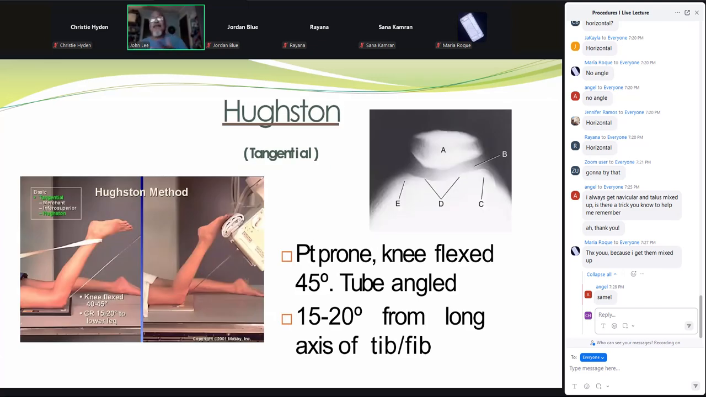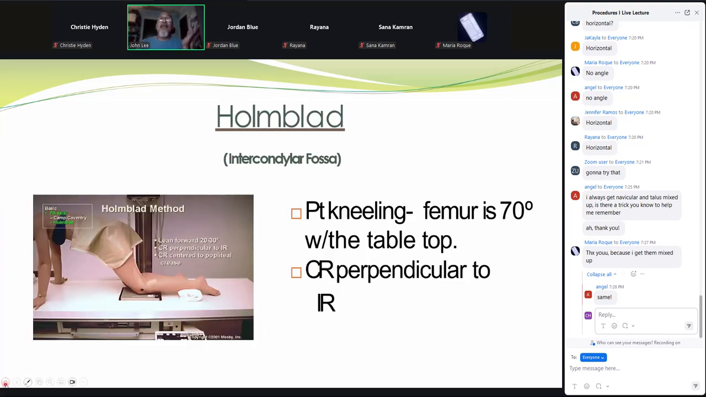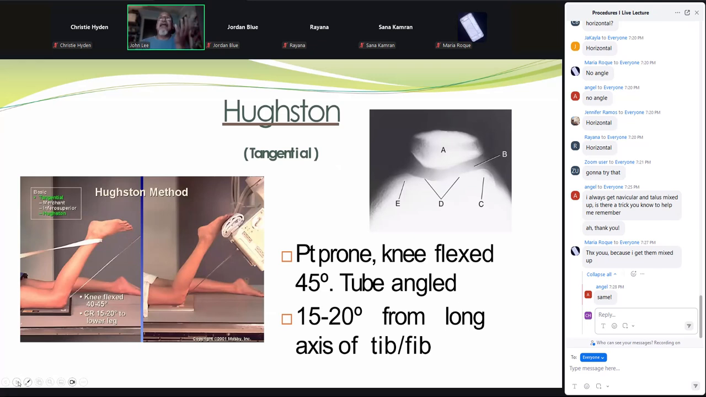The modification of this is the Houston. This is for the Sunrise. So the Holmblad is for the patella. Actually, no, the Holmblad is for the intercondylar fossa. The Houston is for the patella. This is an axial or a tangential view here. Knee is flexed 40 to 45 degrees, and the CR is 15 to 20 degrees to the lower leg.